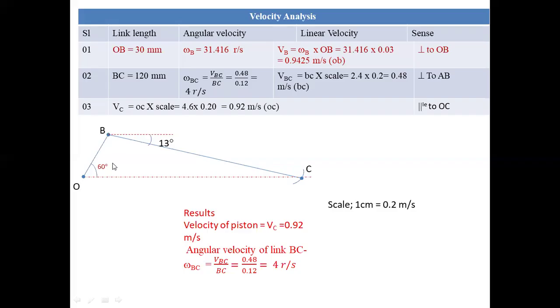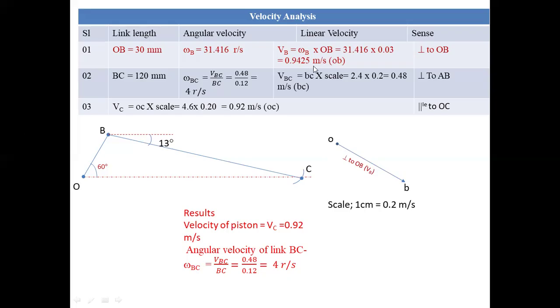And last class we discussed the orientation. The velocity component is tangential to motion. Just draw a perpendicular line to OB in the downward side, a perpendicular line to BC in this direction, and the line of stroke for slider C in the horizontal direction. So first we will locate point O. On point O, we will draw one line that is perpendicular to OB, VOB, that is the velocity of B with respect to O.